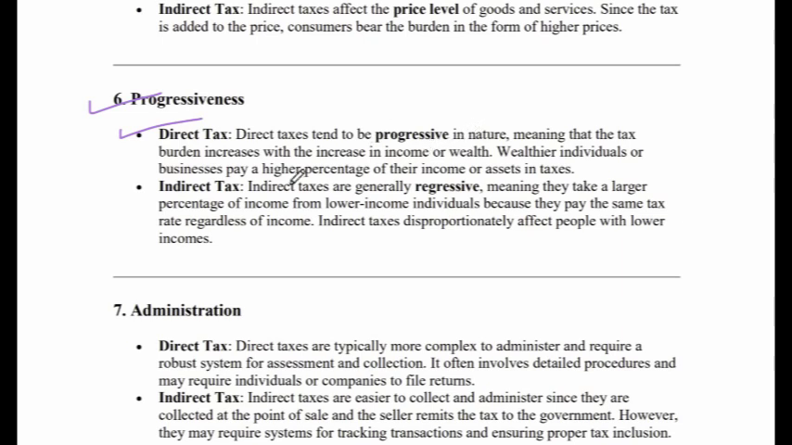Those who earn less have to pay less, those who earn more will pay more. Wealthier individuals, high net worth individuals or businesses, pay a higher percentage of their income or assets in taxes. Whereas indirect tax is considered as regressive. Why? Because even the rich people and the poorest of poor, if they buy a Parle-G biscuit, a rich man who earns crores and a poor man who earns a few hundreds or thousands, both will pay the same amount of tax regardless of their income level. So that is why it is said to be a regressive tax.